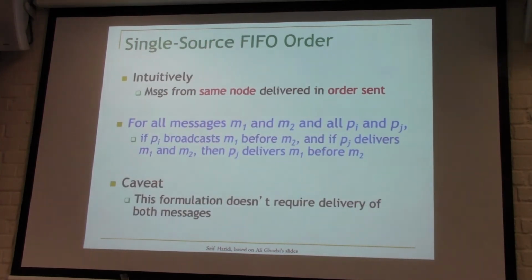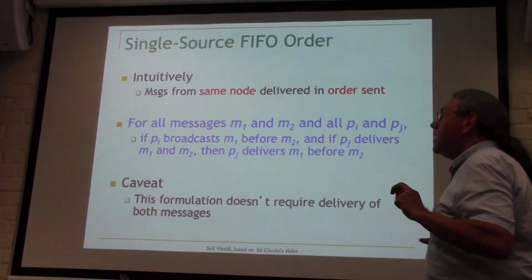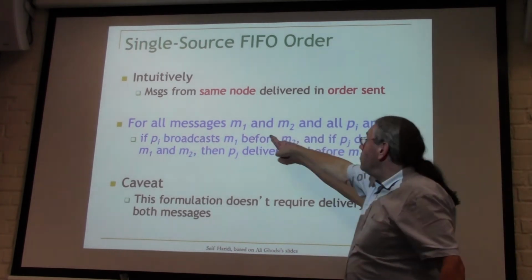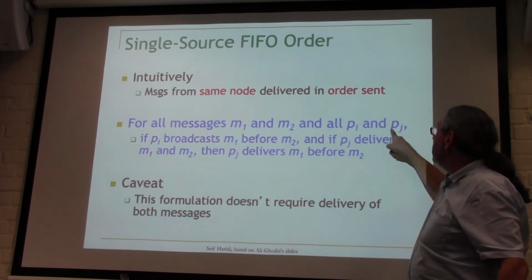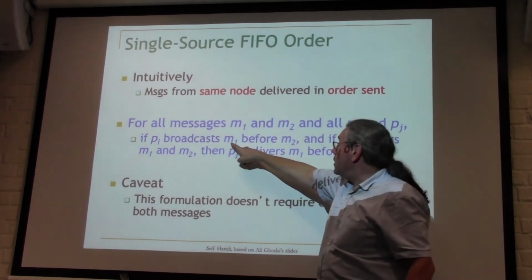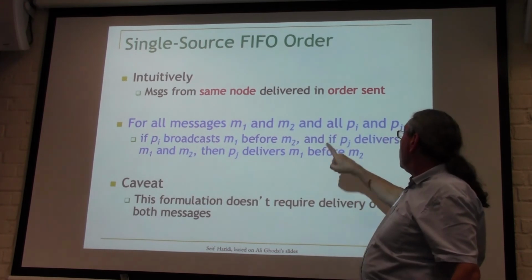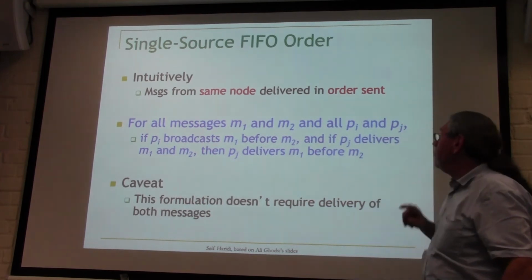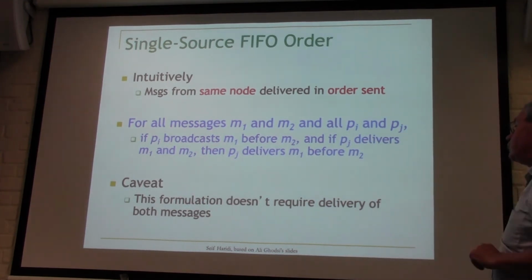Single source FIFO order is a weaker thing than causality. There's no transitivity anymore. It's only between two nodes. The messages going from one node to the other are delivered in the same order. They never switch orders. Okay? For messages M1 and M2 and Pi, Pj, if Pi broadcasts M1 before M2 and Pj delivers both of them, then it will deliver M1 before M2. So the order doesn't change.